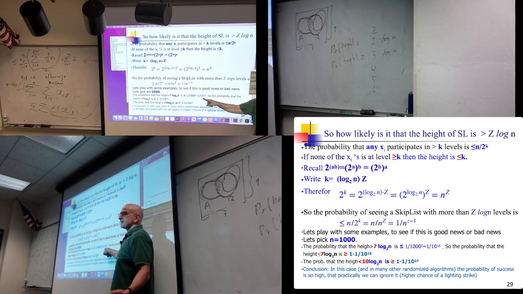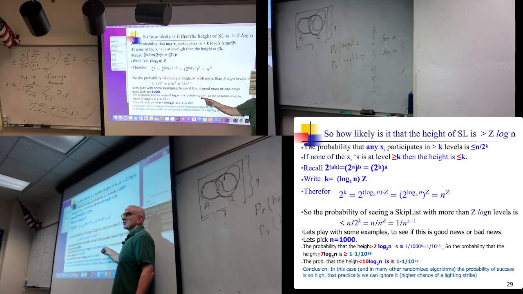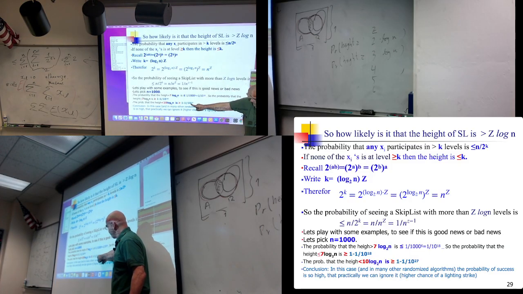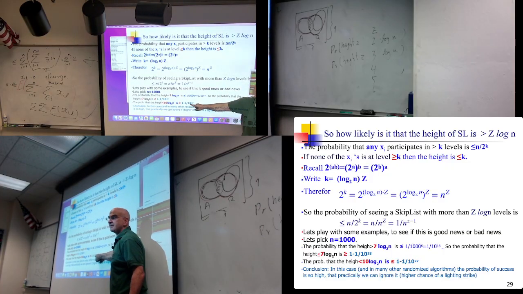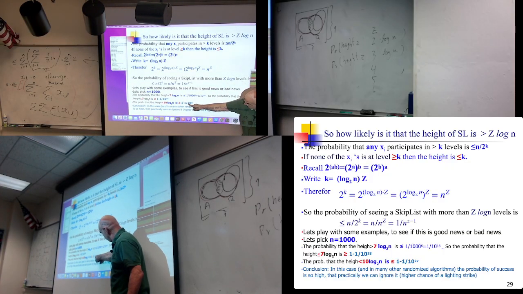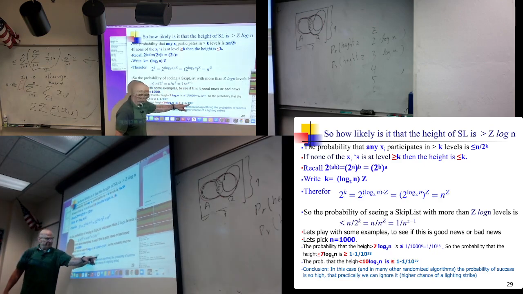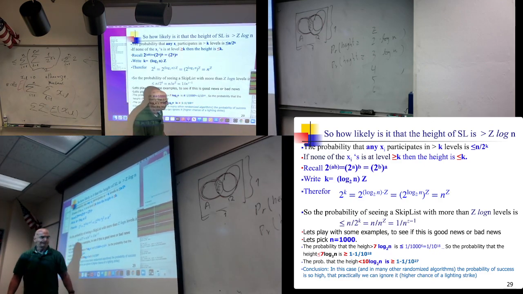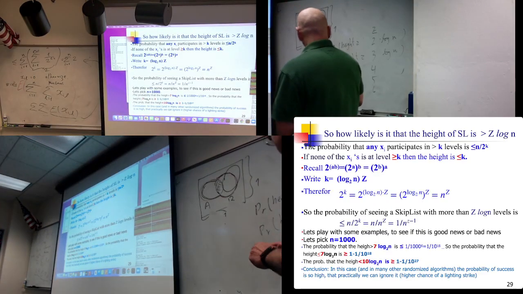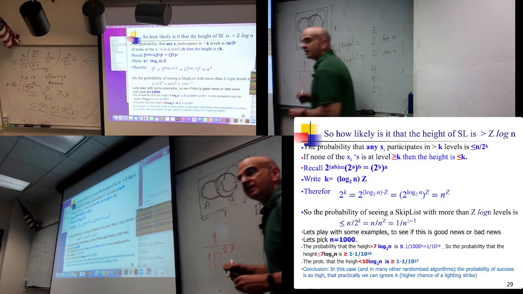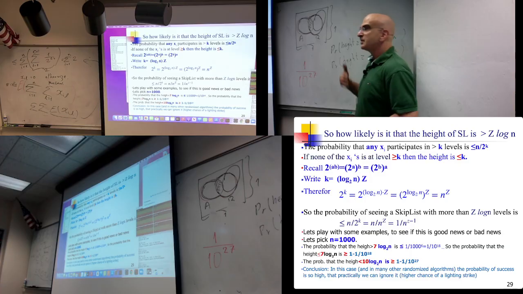You may still say that's too large a number, because your job depends on it, I don't know. Let's replace z equal 7 with z equal 10. The probability of seeing a skip list with more than 10 log n many levels is 1 over 1,000 to the 9, making it 1 over 10 to the power 27. There's still a chance that you'll see a skip list with too many levels.